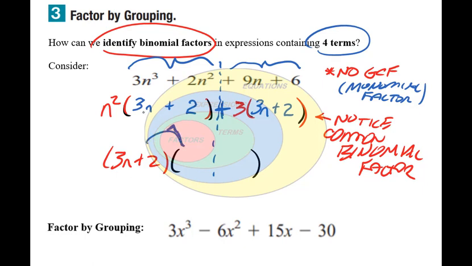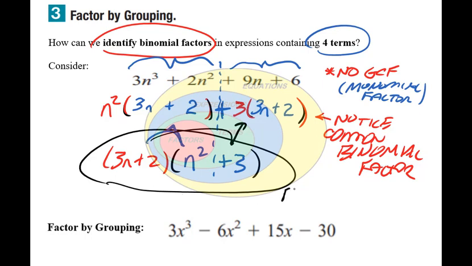3n plus 2 times n squared gives our first term, and over here, I would have to distribute a plus 3 to get that term. So factor by grouping allows us to write this whole expression in factored form. We're basically looking for binomial factors. We group 2 terms, look at the binomial factor those 2 terms have, and the other 2 terms have the same binomial factor. If that happens, we can factor the binomial factor of 3n plus 2 out.